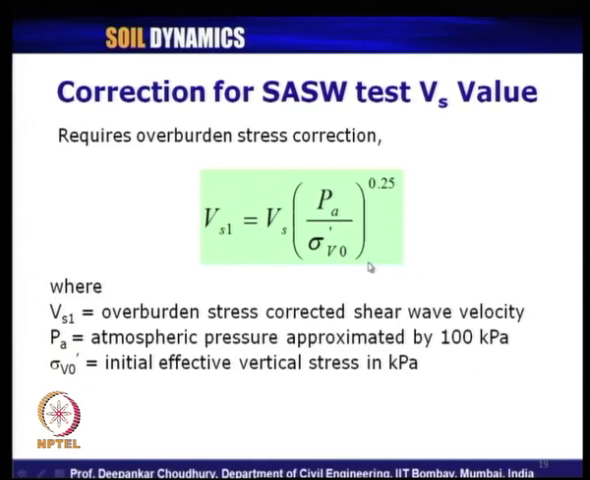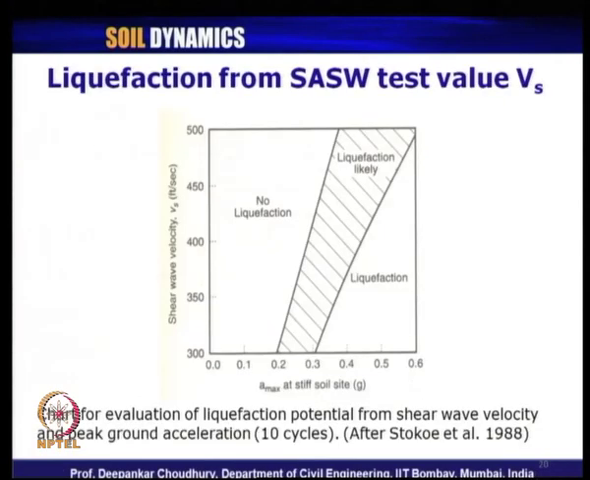So, this is the formula we use to find out the corrected SASW value or corrected shear wave value after doing the overburden stress correction. And liquefaction from SASW test value, that Vs, how they vary with different Amax value at stiff soil site, that is different peak accelerations during the earthquake, 0.1 g, 0.2 g, these are the different ranges of acceleration.